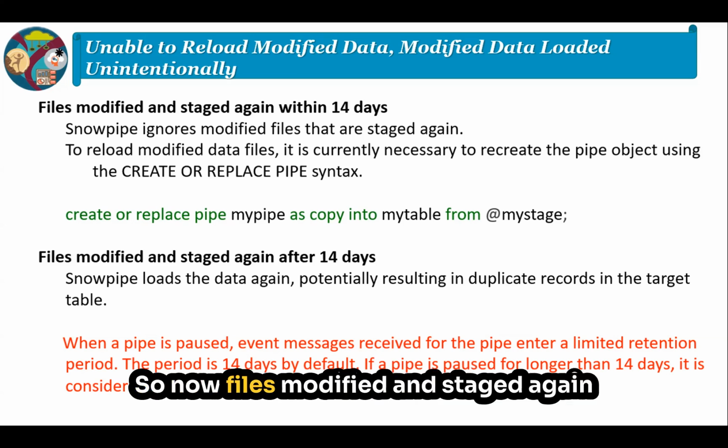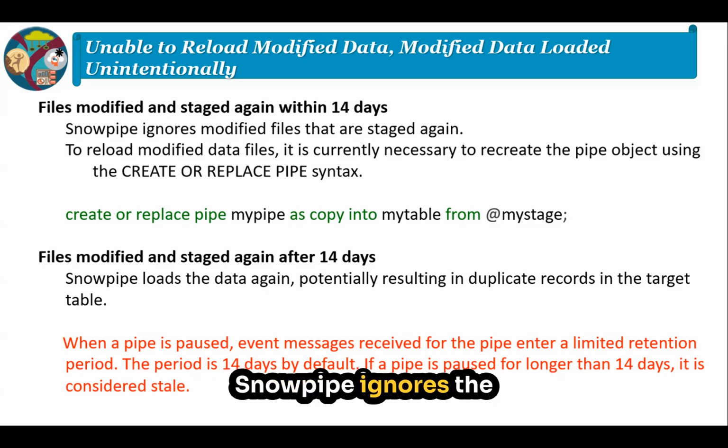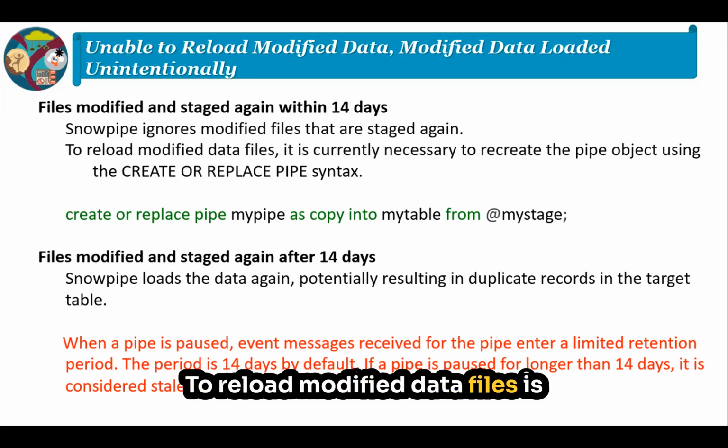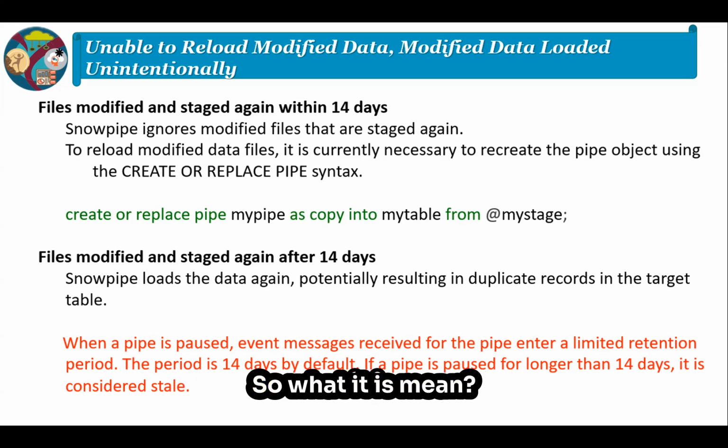Okay, so now, files modified and staged again within 14 days, what will happen? Snowpipe ignores the modified files that are staged again. To reload modified data files, it is currently necessary to recreate the pipe object using the create or replace pipe syntax. So what does it mean?